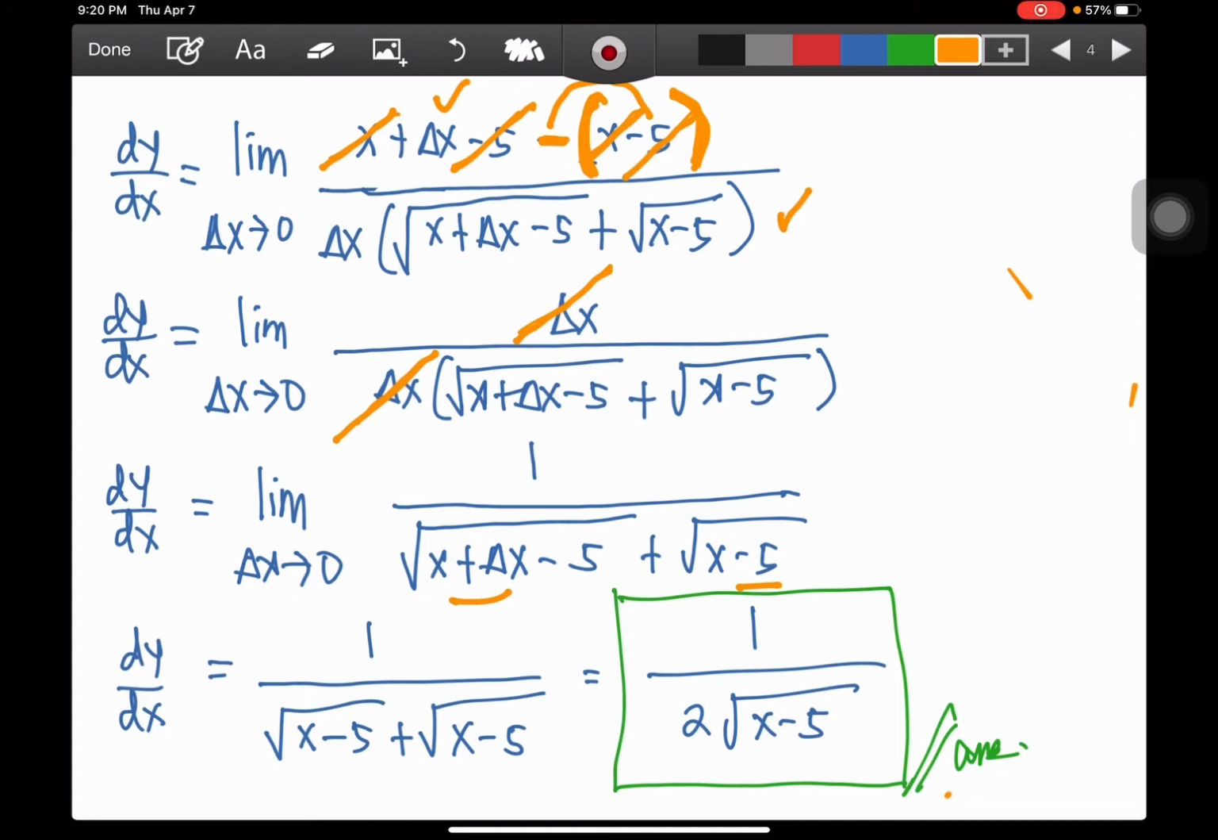So, when we evaluate the limit, our delta x is equal to 0 so that we can see the same radicals: 1 over square root of x minus 5 plus square root of x minus 5. That is why we have the derivative 1 over 2 times square root of x minus 5 as our answer.